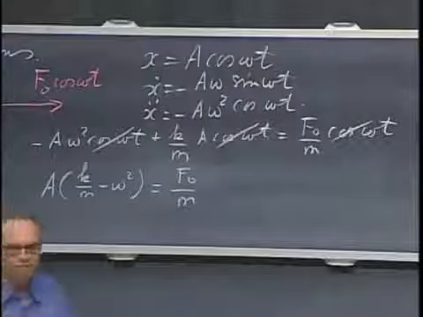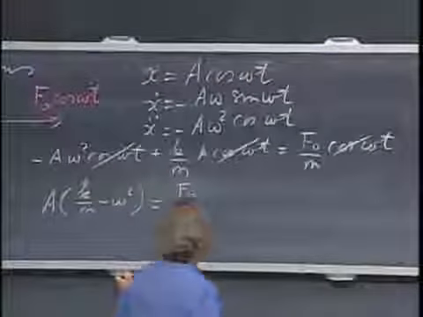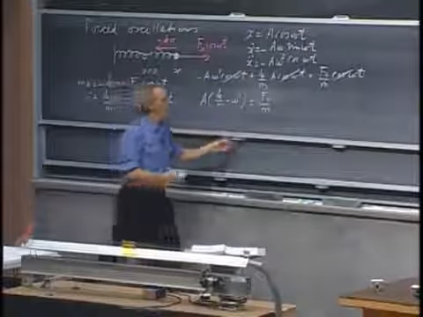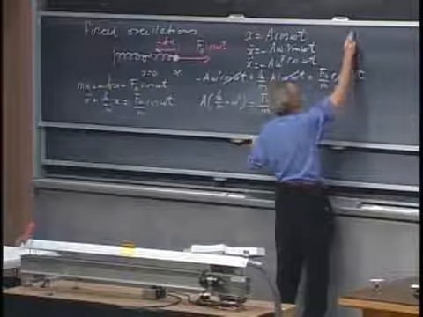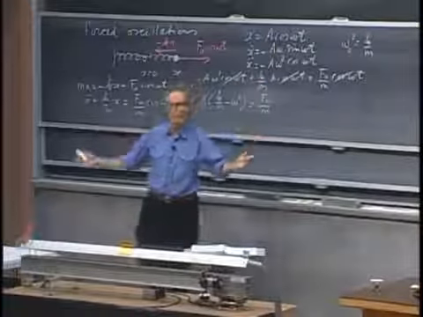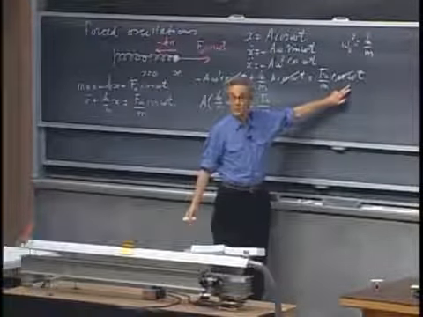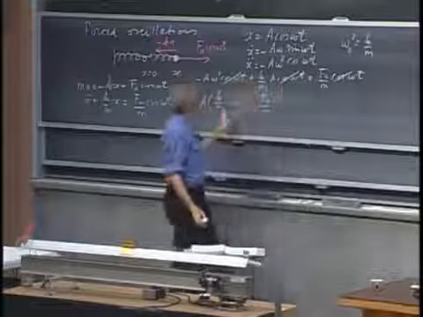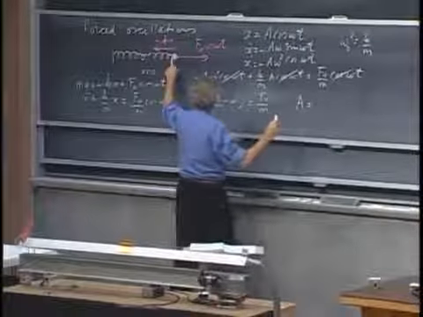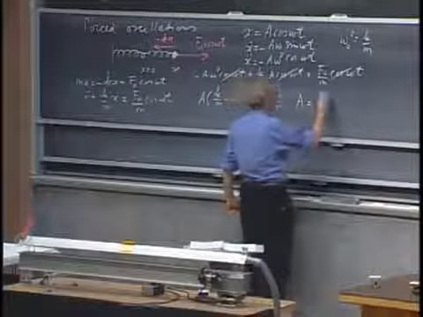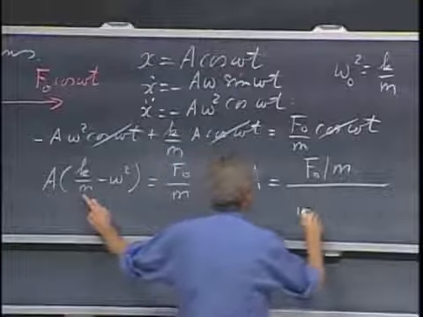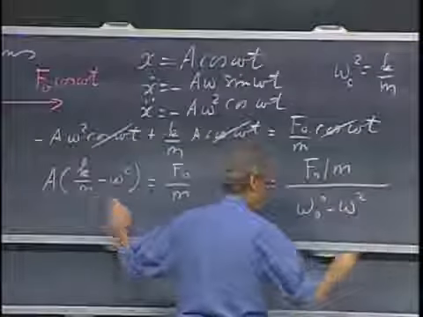Now this k over m is something that we are familiar with. If we let this system do its own thing, we bring it away from equilibrium and we don't drive it, then we know that omega squared, which I will give a 0, equals k over m. This is the frequency that we have dealt with before. This is the driving frequency. It's very different. And so I'm going to substitute in here for k over m, omega 0 squared. And so I find then that the amplitude of this object here at the end of the spring will be F0 divided by m divided by omega 0 squared minus omega squared.